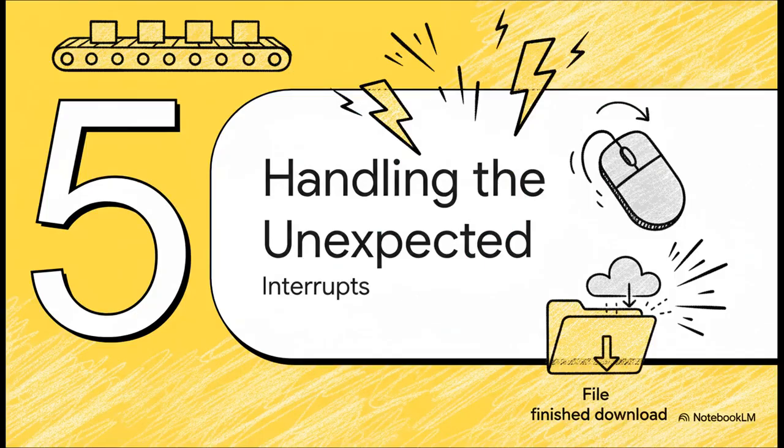So that fetch-execute cycle is awesome for just chugging through a to-do list one item at a time. But what happens when you move your mouse or a file finishes downloading? Those are unexpected events that need the processor's attention right now. In the computer world, these are called interrupts.